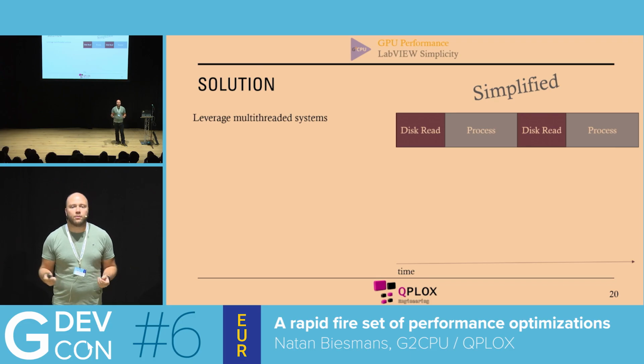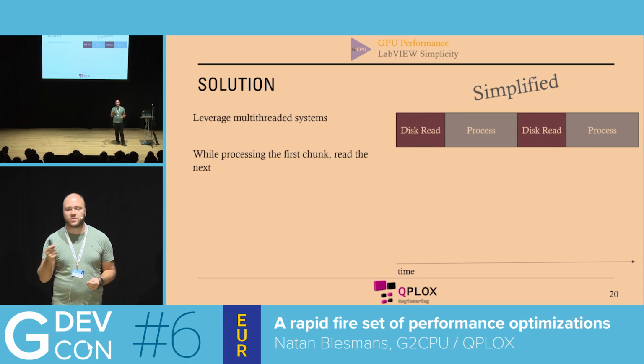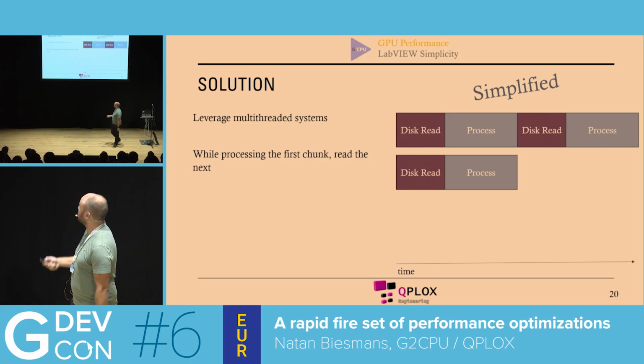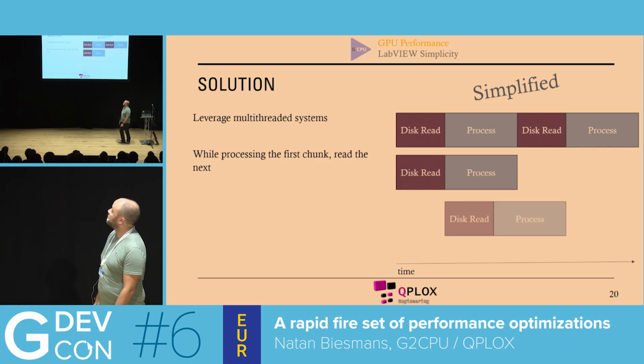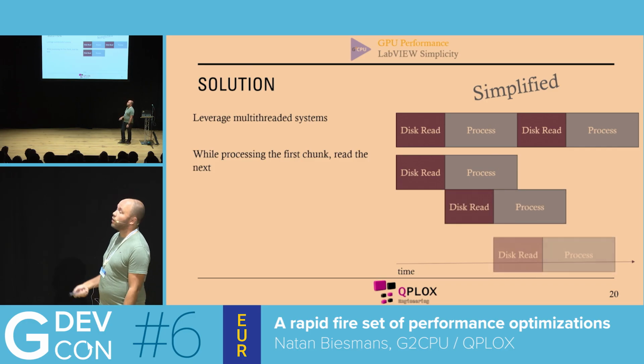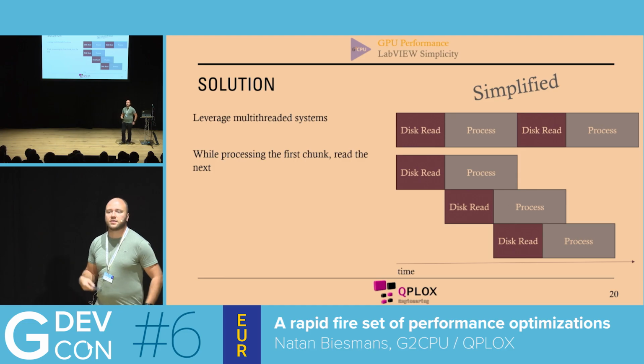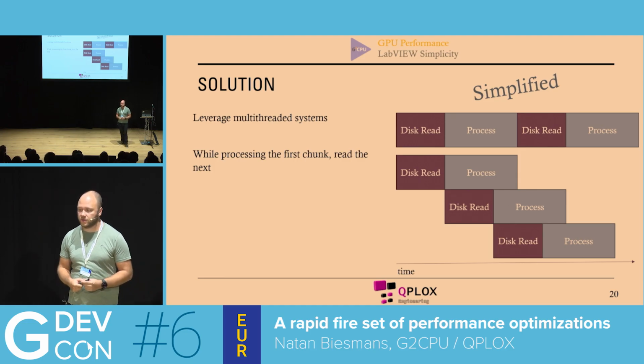Well, first of all, we have multi-thread systems, so why don't we just process it across multiple CPU cores? And while the first one is processing, start reading the next one. So we process a chunk, read the next, and this is what that would look like. Disk reads, we process it, and while we're processing it, we do the next disk read, and the next. Suddenly, our disk is constantly in use.